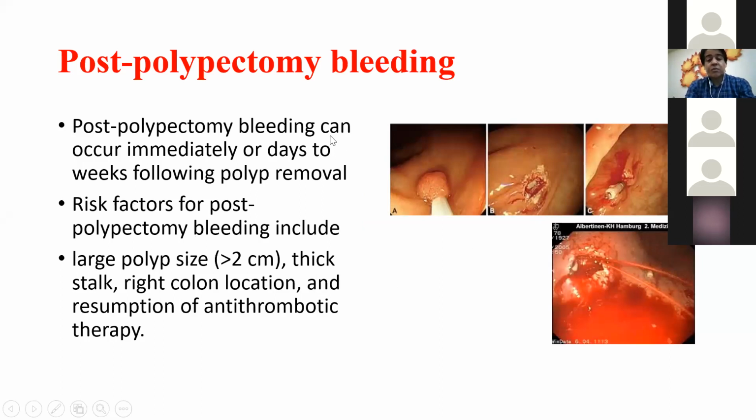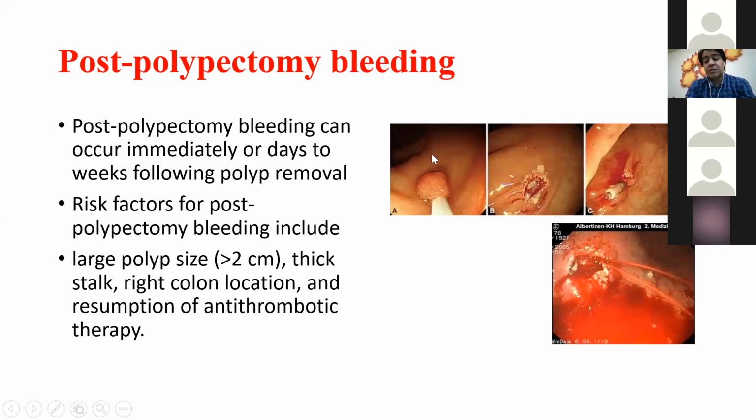Post-polypectomy bleeding can occur immediately after the polypectomy, but these patients may come to you days to weeks after the polyp removal. The most common cause of post-polypectomy bleed is large polyp size, like more than 2 centimeters. You are doing a polypectomy of a large polyp of more than 2 centimeters, a polyp with a thick stalk, a polyp found in the right colon. There are chances of post-polypectomy bleed.